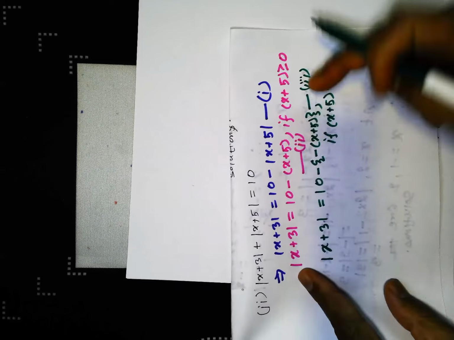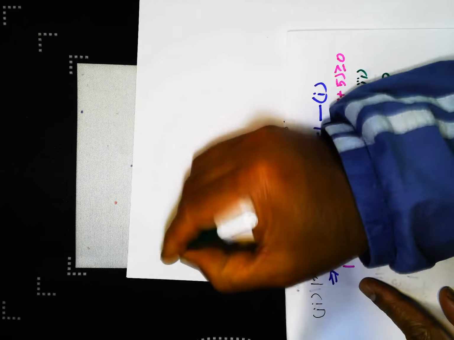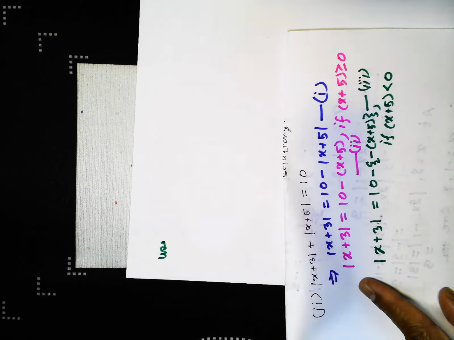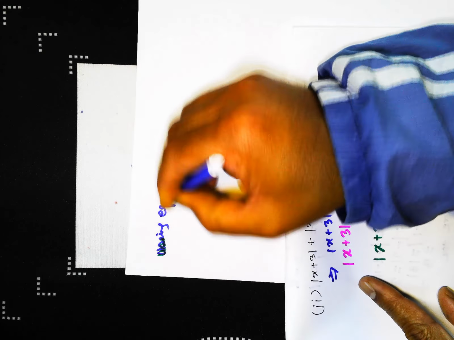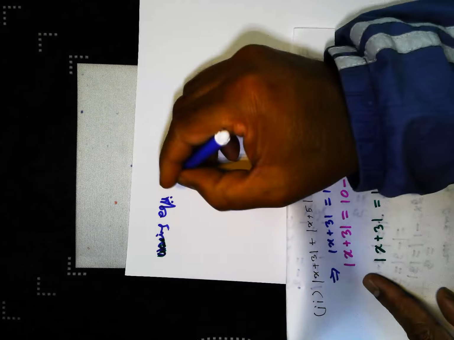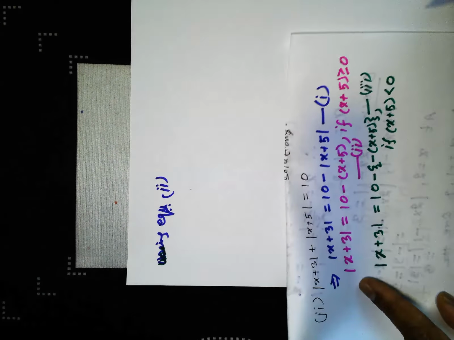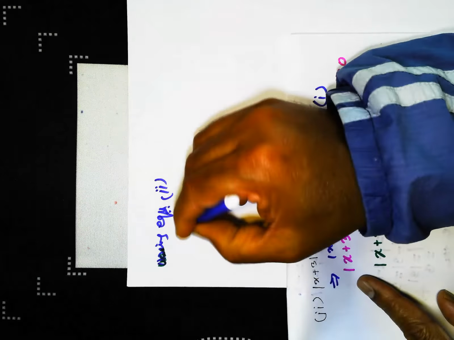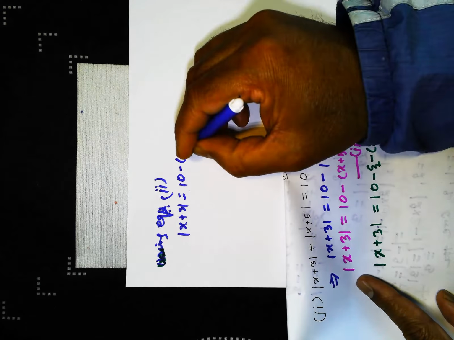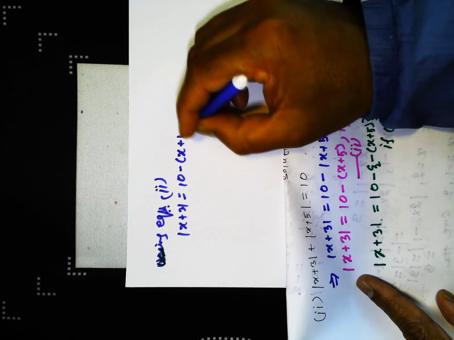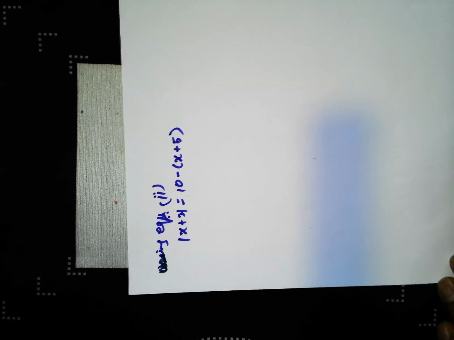So I will first break this equation 2. I'm writing here equation 2. So what is in equation 2? It is x plus 3 equals to 10 minus x plus 5. Okay, 10 minus x plus 5. So x plus 3 equal to 10 minus x plus 5.